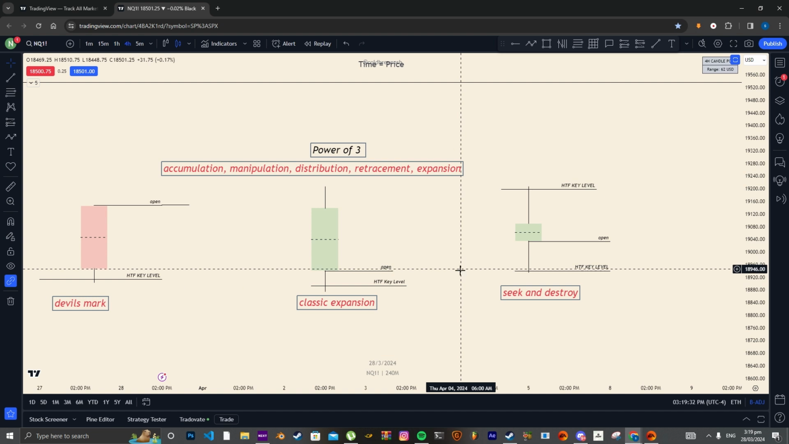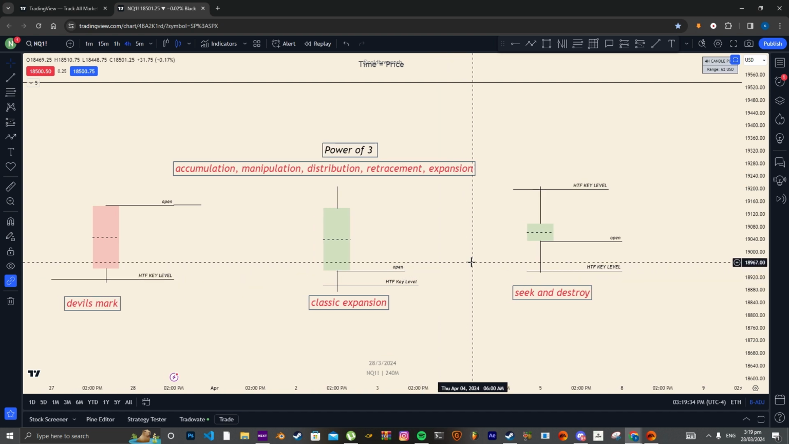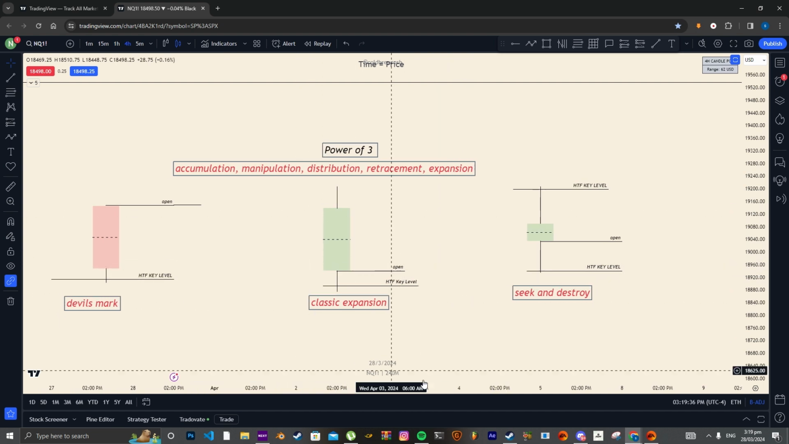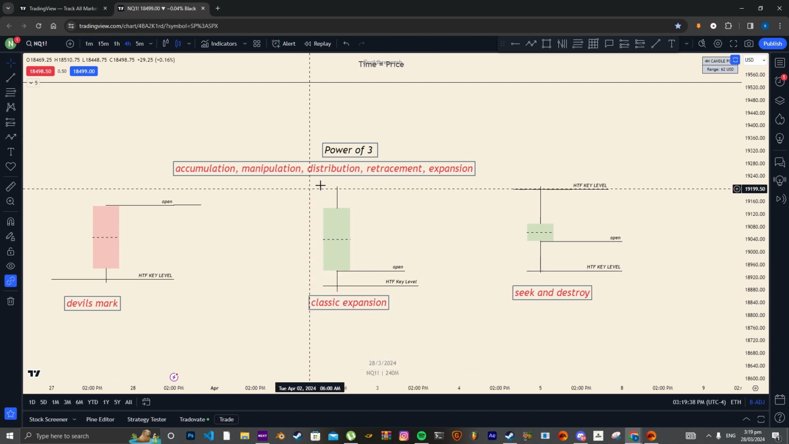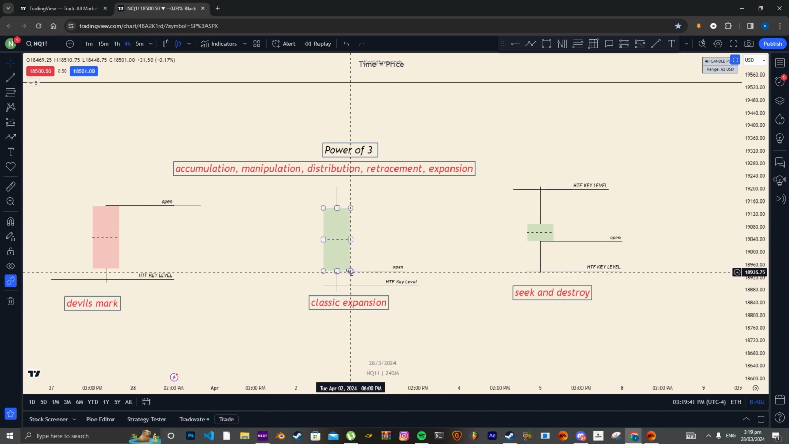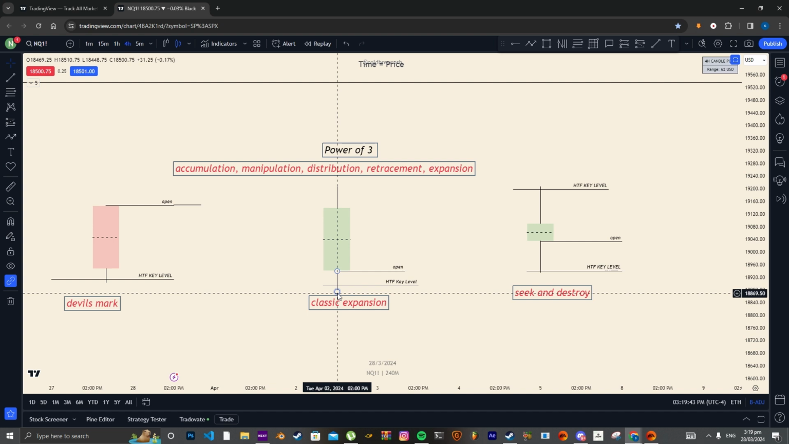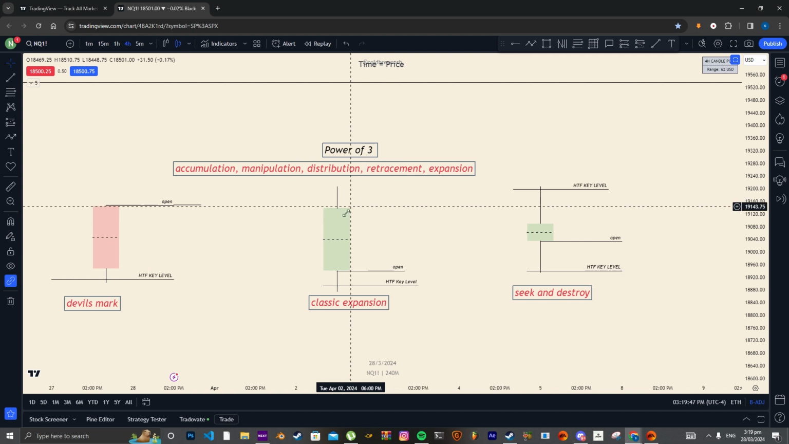Our next one is our classic expansion. This one happens on daily candles. I like to look for it with London, Asia, and New York elements tied into it. This is just when we hit a high time frame key level. We have our open, low, tap into the key level, SMT, and then we fill the portion of the candle. This is your classic expansion, and it can be used both bearish and bullish.